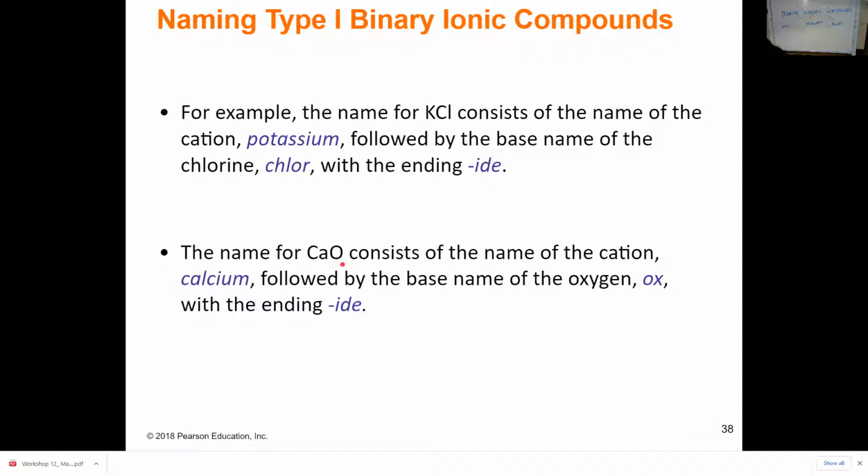For CaO, we start by recognizing the calcium, then recognizing that this is oxygen attached to it, and the base name for oxygen is just OX. So this would be calcium oxide. In both of these cases, these are type 1 metals.